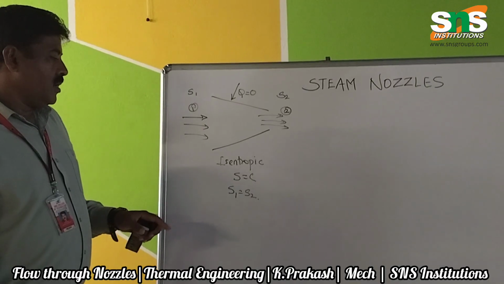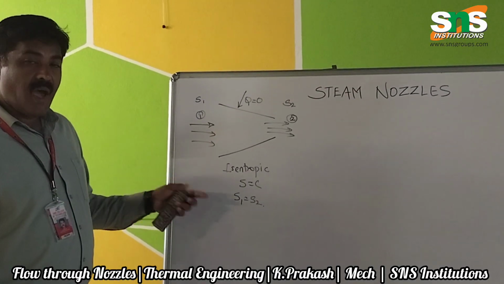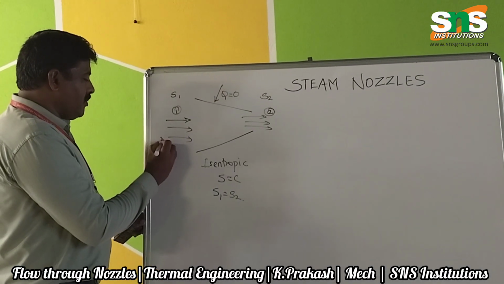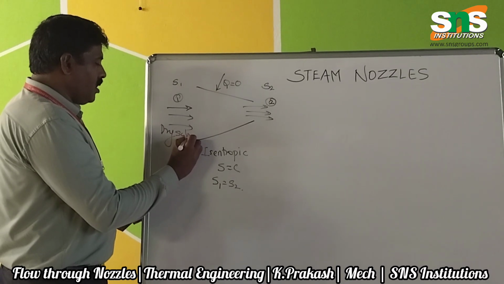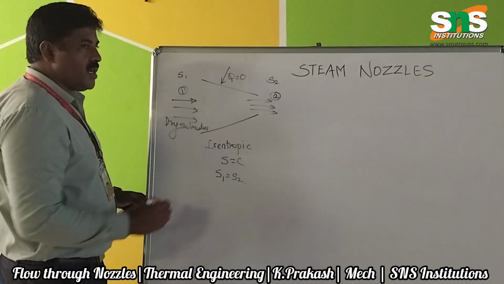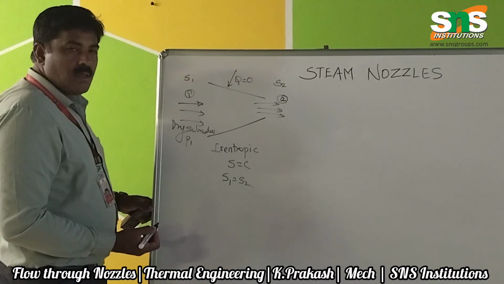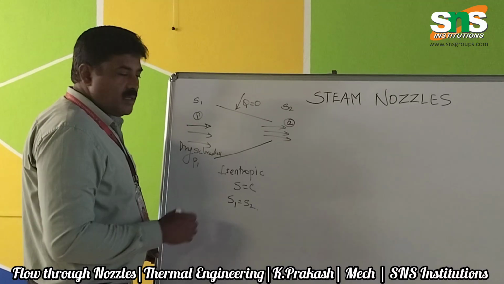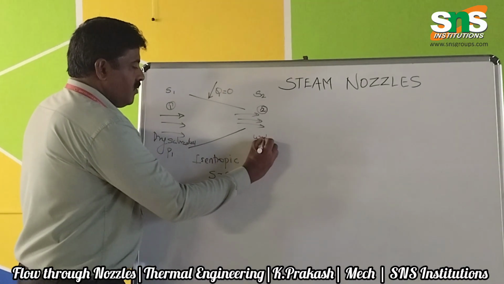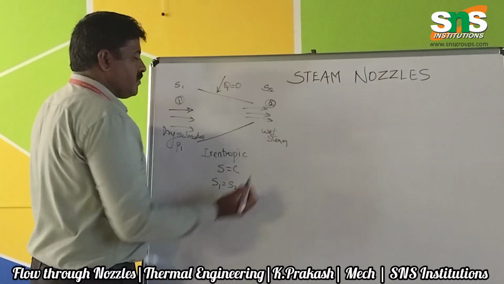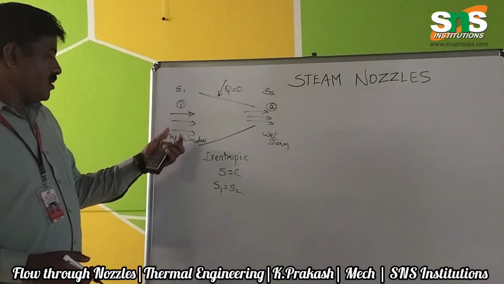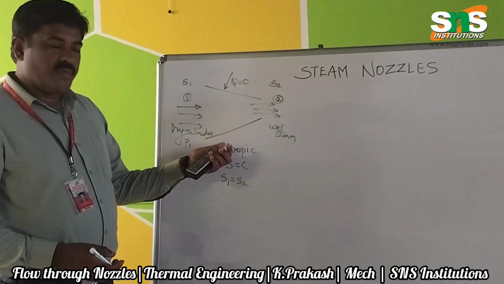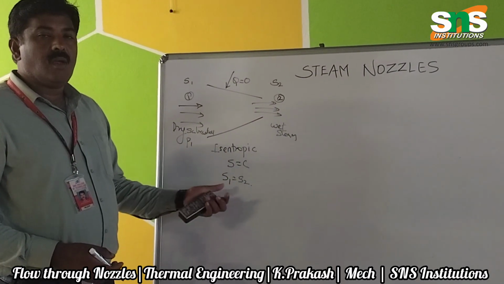But what is the condition where it is used? Now let us take a small example. Let us assume this steam is a dry saturated steam, which is entering with a particular pressure P1. Then the velocity is increased, and it becomes wet steam. Now the properties of this dry steam at the inlet and the properties of the wet steam at the exit can be found with the help of this entropy constant.